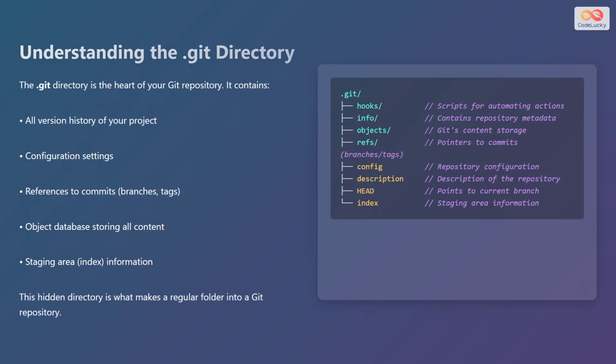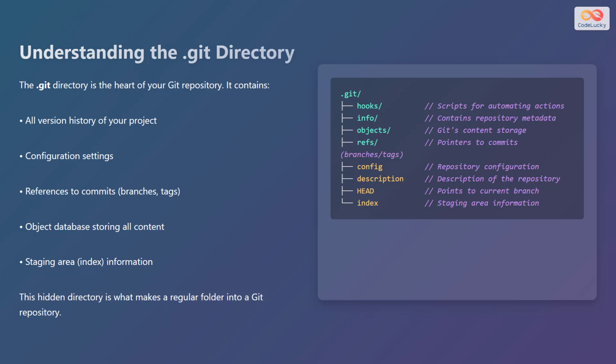The .git directory is the heart of your Git repository. It contains all the version history of your project, along with configuration settings, references to commits, which are branches and tags, an object database storing all content, and staging area, also known as index information. This hidden directory transforms a regular folder into a Git repository.